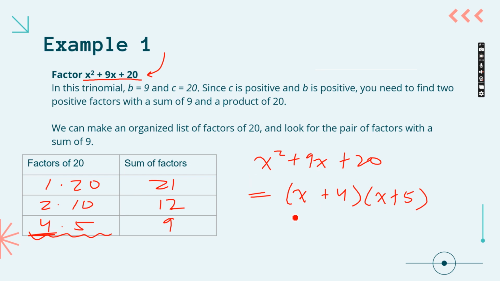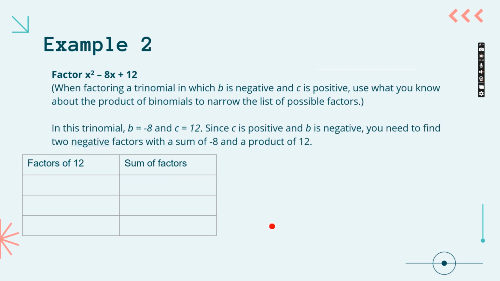So remember, when we're looking at these kinds of problems, we want to look at the c term and think of factors of c that, when added together, give us whatever we have for b. If both of those conditions are true, then we can use the factors of our c term, in this case 20, and write them out in this format to showcase the factored version of x squared plus 9x plus 20. Let's do another example.